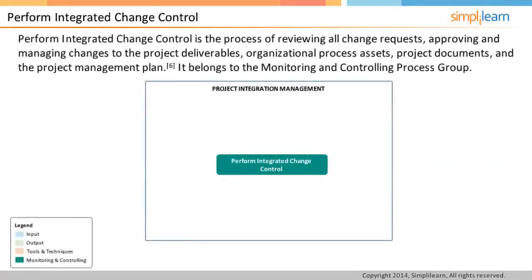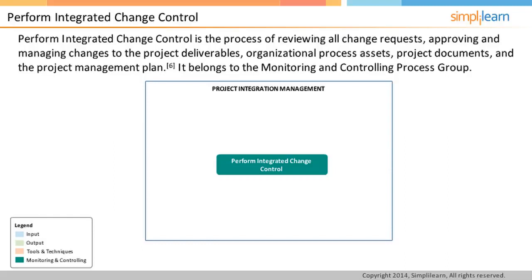Perform Integrated Change Control is the process of reviewing all change requests, approving and managing changes to the project deliverables, organizational process assets, project documents, and the project management plan. This is where all the recommendations for changes, corrective actions, preventive actions, and defect repairs are evaluated across all the knowledge areas and either approved or rejected.